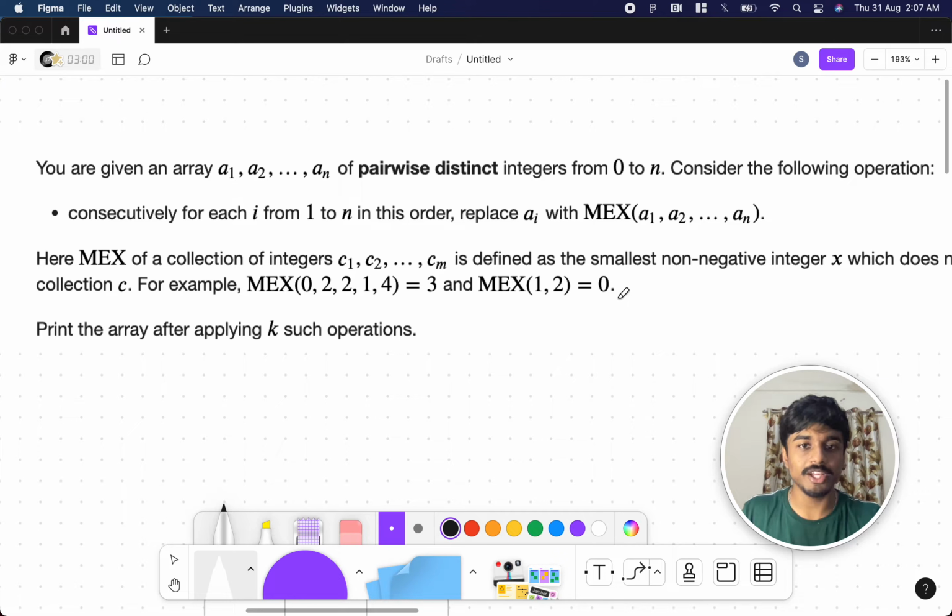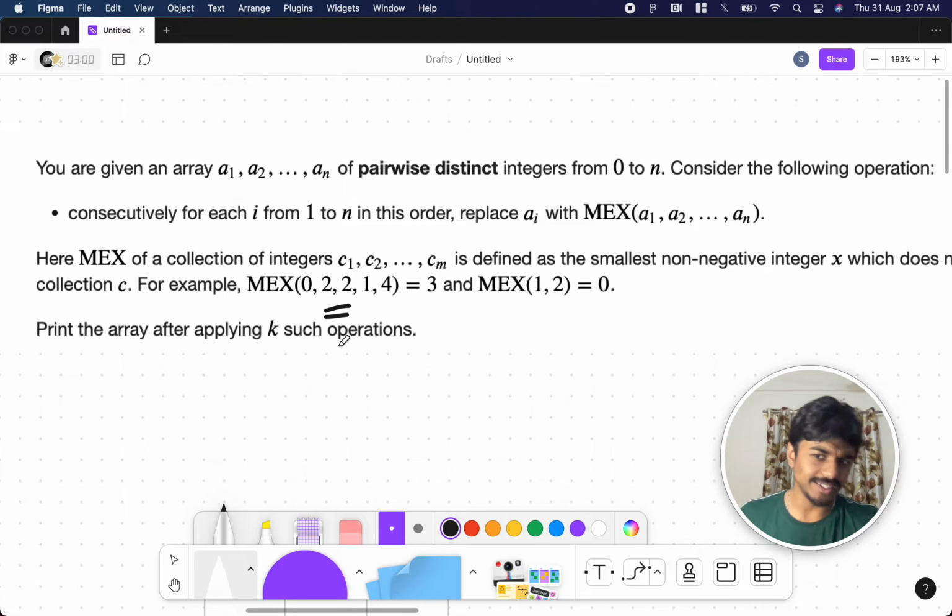And one thing that you may get confused about is MEX of 0, 2, 2, 1, 4. This 2, 2 is not a valid input because they just gave this as an example, and this should not be confused with the actual problem. In the actual problem, all the numbers are pairwise distinct. So they are telling that after performing k such operations, what would be the output.